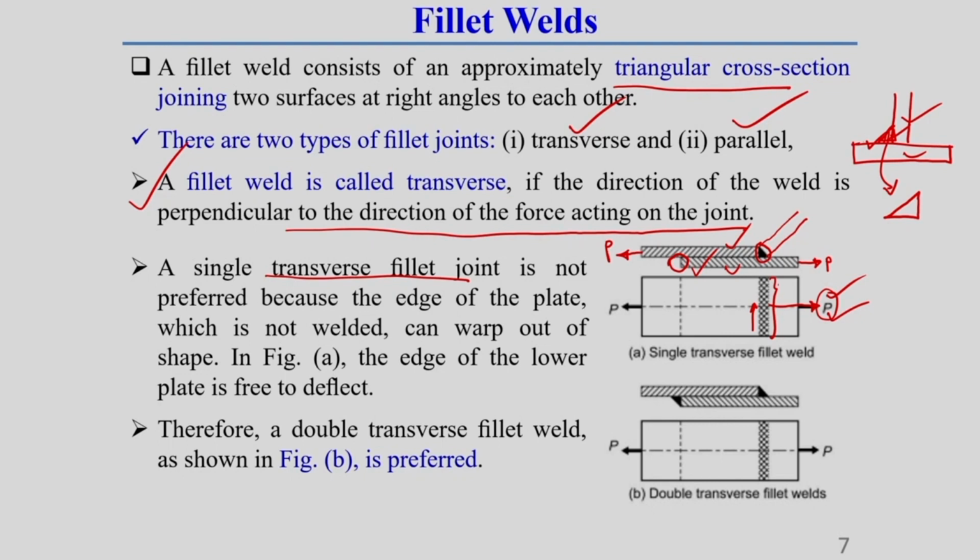So, the edge of the lower plate is free to deflect here, and it can warp out of shape. That is why this single transverse fillet is not preferable. You should keep this in mind. That is why the double transverse fillet is generally preferable. Therefore, here I have written a double transverse fillet, shown in figure B, which is more preferable.